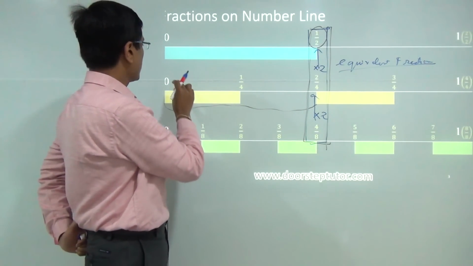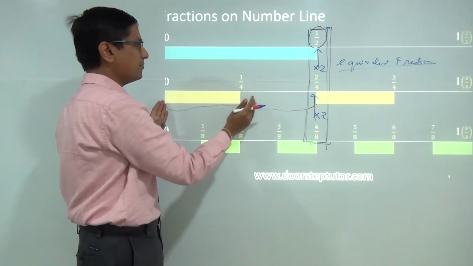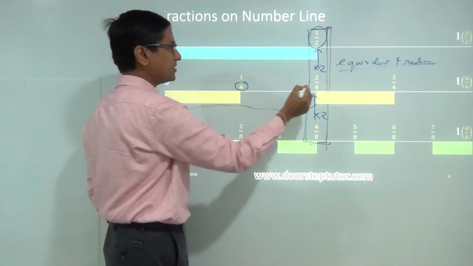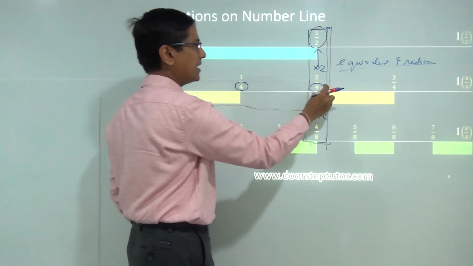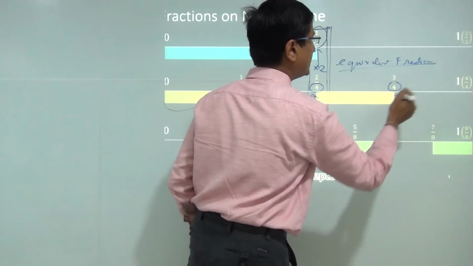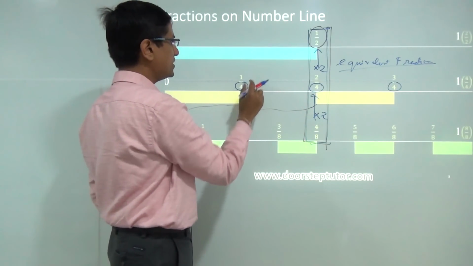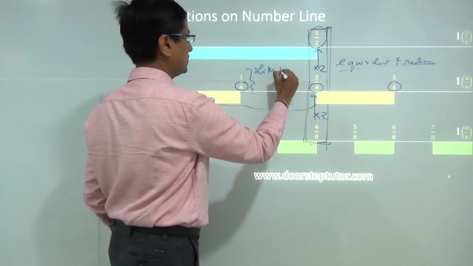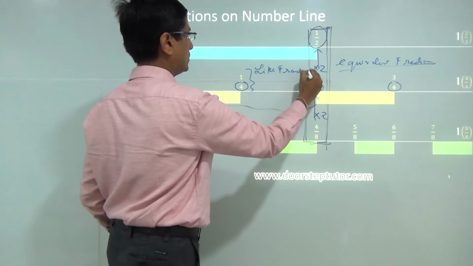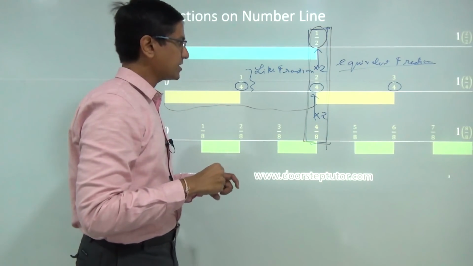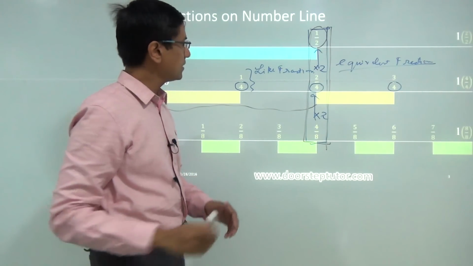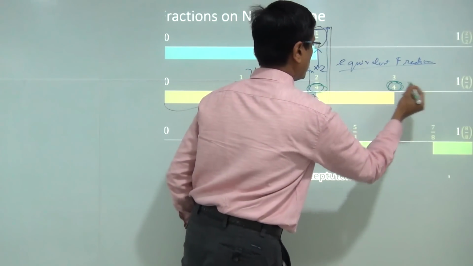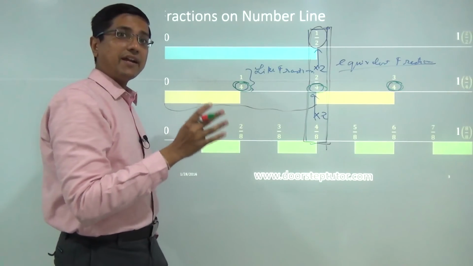Secondly, if I consider this number line, this 1/4, 2/4 and 3/4, the denominators of all of these fractions, the bottom part of all of these fractions, are the same. Such fractions are known as like fractions. So these are like fractions, used to add, subtract or compare.